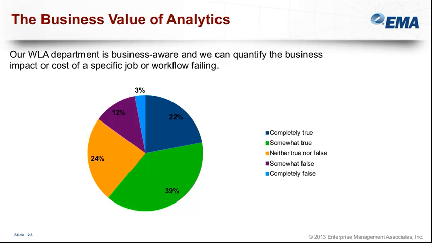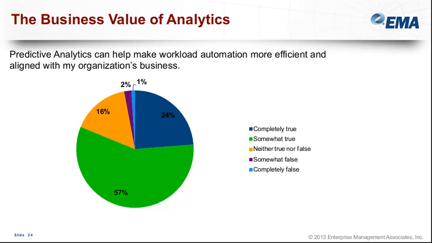Very interesting numbers, I think. And really, 81% of respondents believe that predictive analytics, and this you can actually see on the next chart, can make workload automation more efficient and more aligned with the business. So the 81% is 24% plus 57%, in case you're wondering. And you can see the rest, the 16 and the 2 and the 1, believe that analytics really doesn't help you with being more business aware. So in general, there is a large degree of agreement that analytics can help us.